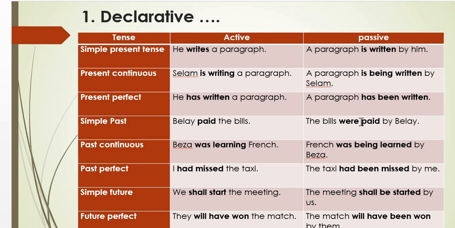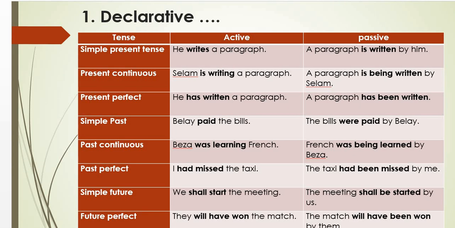Simple past, paid, were paid. Past continuous, was learning, was being learned. Past perfect, had missed, had been missed. Simple future, shall start, shall be started. Future perfect, will have won, will have been won. So, in this case, we have to focus on the verb itself, how it will be changed into passive. By the way, we can change passive to active too.